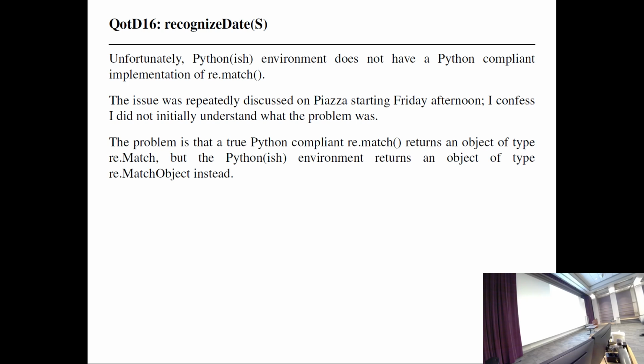In Python, this RE match and RE search and so on return an object of type RE match. But the Pythonish environment returns an object of type RE match object. Now, it should have been easy to tell this difference. Unfortunately, it isn't because we don't have an interactive Python in the browser. All we have is a Python that can run scripts in the browser. And if you ask Python to print the type of the resulting match object in the browser, you get a blank line. So it doesn't tell you what the internal type is.